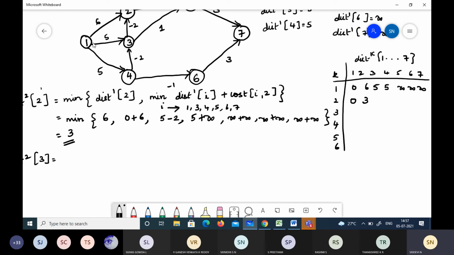So how does the problem go? We'll place 1 edge, then 2 edges, then 3 edges, 4 edges, 5 edges, finally 6 edges, and try to find the shortest path. Any doubts with that? No, ma'am.